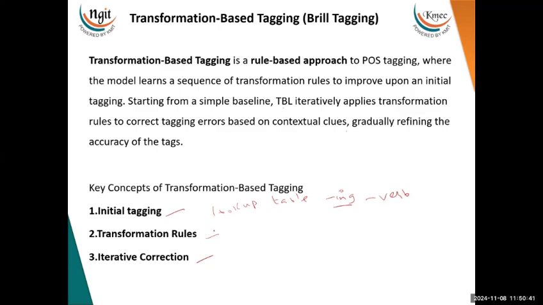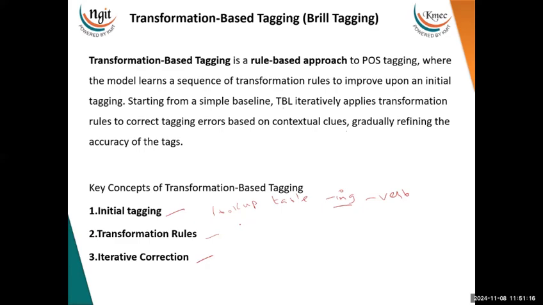A set of transformation rules is learned from the annotated data, and these rules are designed to correct errors made by the initial tagger. Suppose changing the tag from a noun to a verb based on the previous word. If it is a modal verb, we have to change it, right? In such a way. Then we have an iterative process, or iterative correction, where these transformation rules will be applied iteratively just to improve the tagging accuracy.